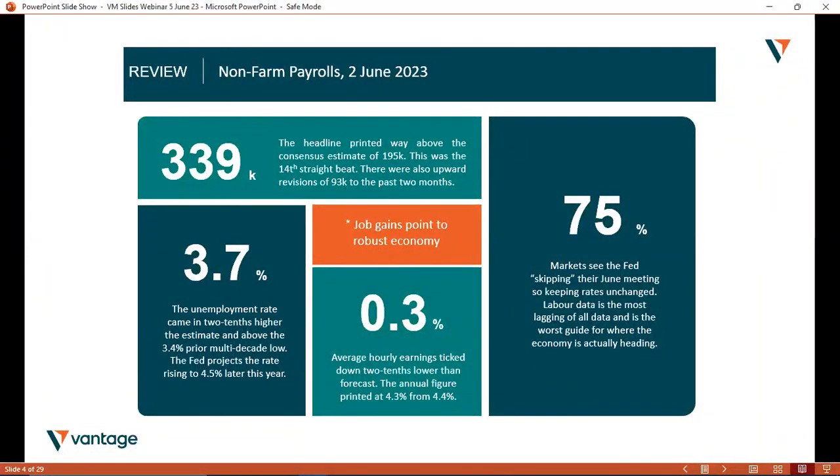Another blowout headline number, really: 339,000 jobs added in May, well above the 195,000 consensus expectation. Even the range was 100 to 250, so it blew that number out of the water. And also upward revisions to the past 2 months, which totaled 93,000, really underscoring the strength of job creation, at least in the headline number.